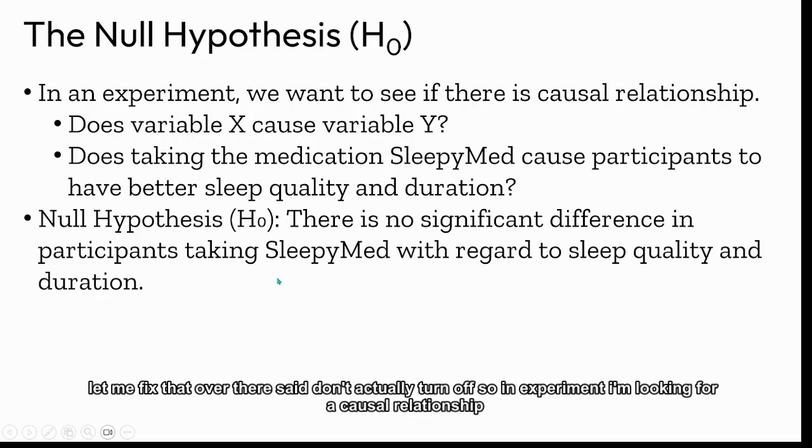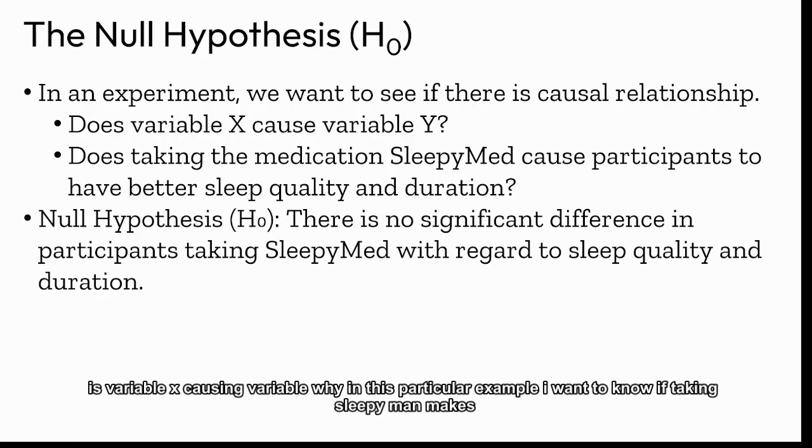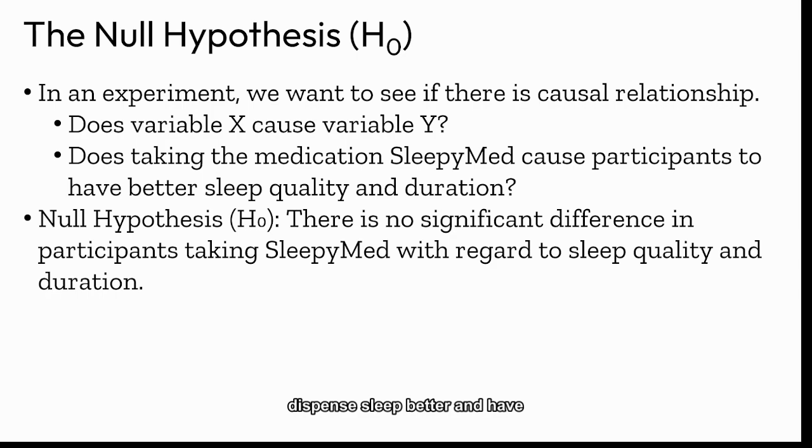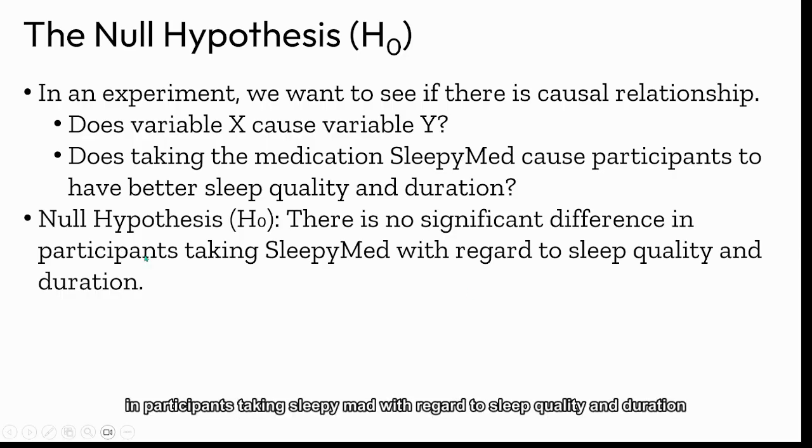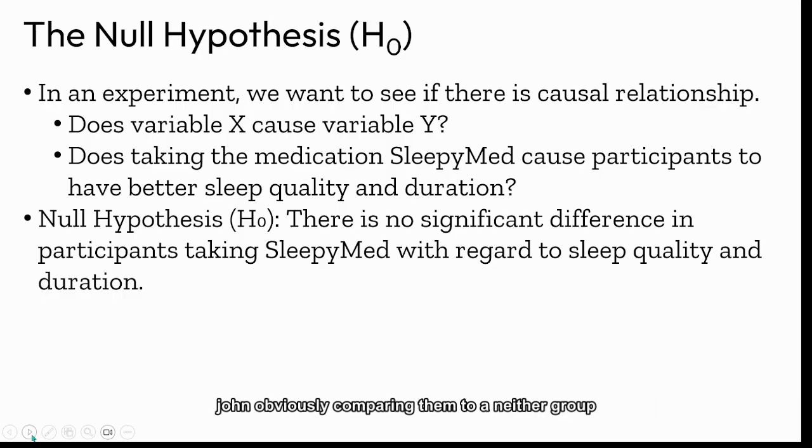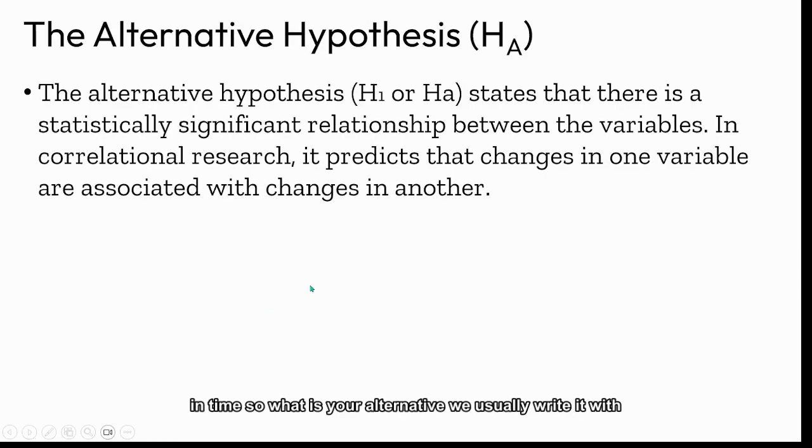So in an experiment, I'm looking for a causal relationship. Is variable X causing variable Y? In this particular example, I want to know if taking Sleepy Med makes my participants sleep better and have a longer duration of sleep. Do they sleep longer? So my null is going to say there's no significant difference in participants taking Sleepy Med with regard to sleep quality and duration. So I'm obviously comparing them to another group, my control group, that is not going to receive Sleepy Med.